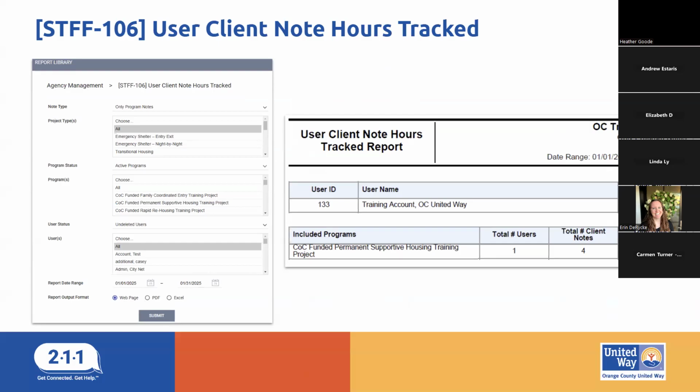User client note hour tracks. This report is currently accessible by both the agency admin and agency staff. On the left-hand side, you'll see the screen where you can filter the data as needed. You can view all data or select by project type and then select the specific projects. For my example, I did narrow it down to one user, and this is the log of the hours that were added into case notes, and it's totaling 8 hours and 30 minutes.